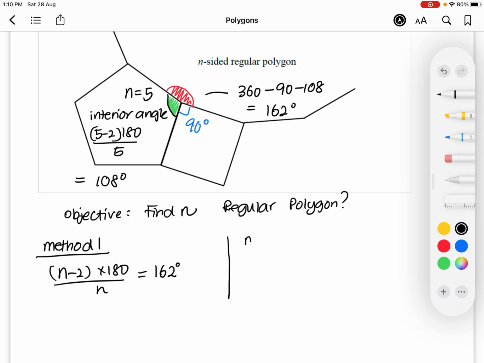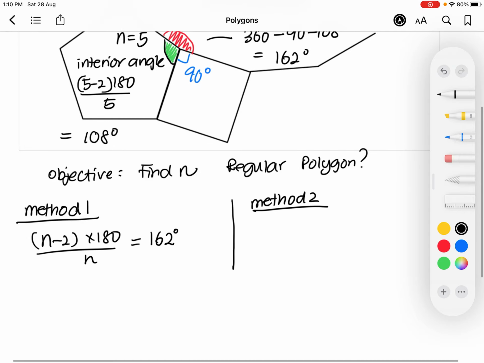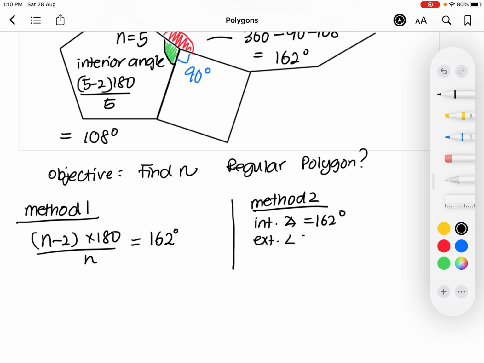Or method number two, I'm going to use the exterior angle. The interior angle is equal to 162 degrees, so the exterior angle is equal to 180 minus 162, which gives me 18 degrees. And the number of sides will be 360 divided by 18. That gives me 20 sides.